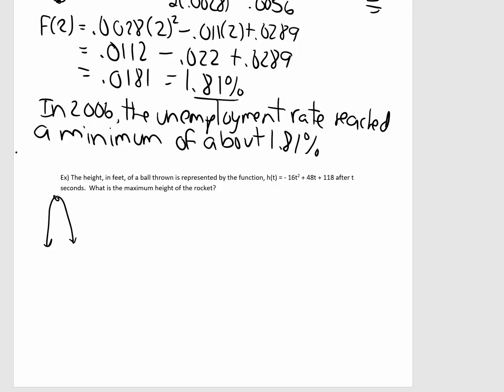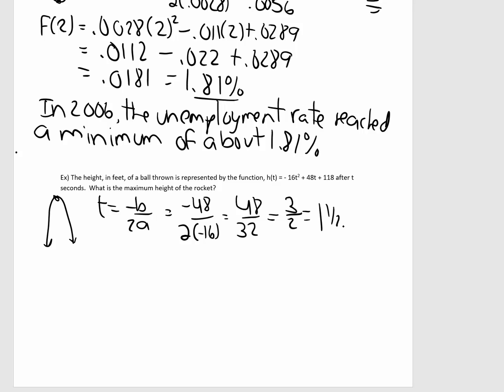So we need to now be able to determine what the equation for the axis of symmetry is. So we'll do t equal to negative b over 2a. That's negative 48 divided by 2 times a negative 16. Negative and a negative is a positive. 2 times 16 is 32. And this is going to simplify to 3/2, which is the same thing as 1 1/2, or 1 5/10.